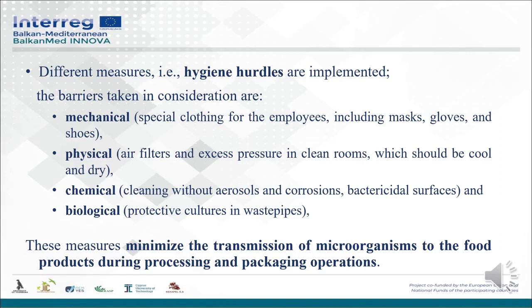The barriers taken into consideration in this case are mechanical, for example special clothing for the employees including masks, gloves and shoes; some physical hurdles related to air filters and excess pressure in clean rooms, which should be cool and dry; some chemical, cleaning without aerosols and corrosion, bactericidal surfaces; and biological, protective cultures in waste pipes. These measures minimize the transmission of microorganisms to the food products during processing and packaging operations.